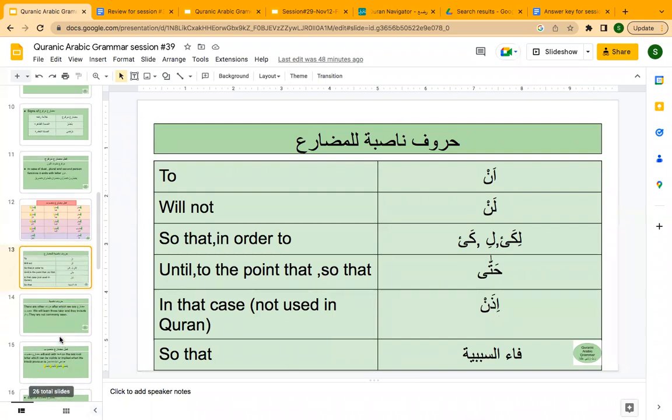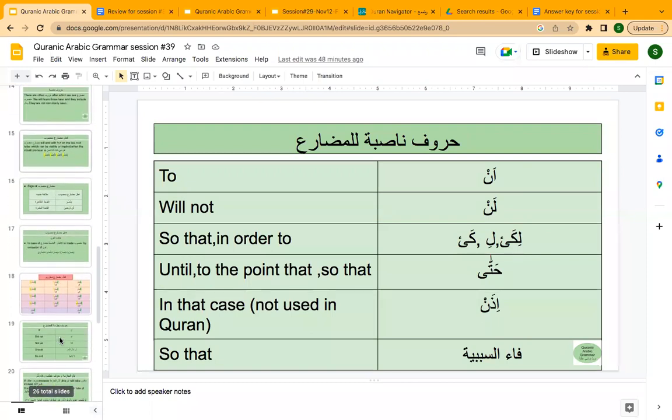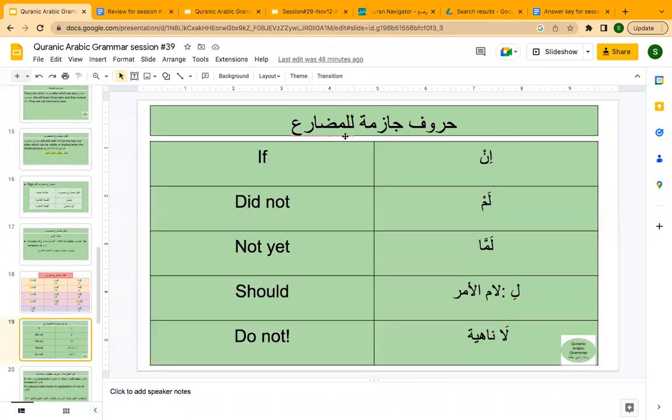So now, what are the particles that are going to make my mudare majzoom? And when I say majzoom, what are the three ways my mudare is going to look when it is in majzoom form? Number one, it can have sukoon. If it was ending with noon and it is from af'alul khamsa, the noon gets dropped. If it is ending with a weak letter, the weak letter gets dropped. So those are the three ways my mudare can be majzoom.